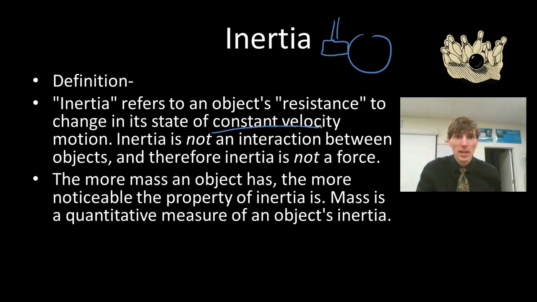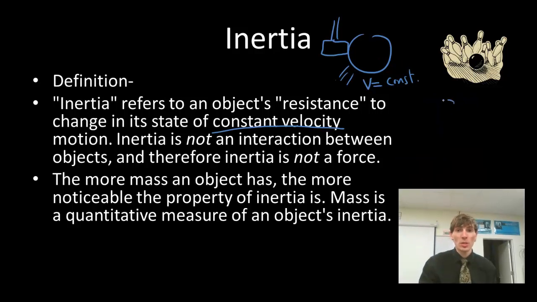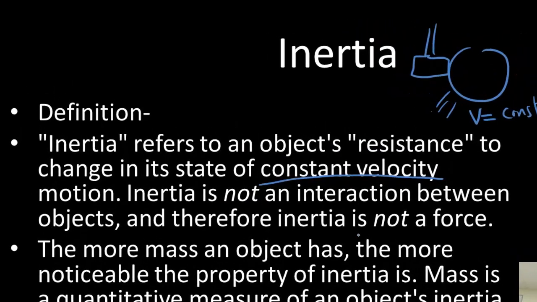Okay, so when I say constant velocity motion, I'm saying it's moving at a constant speed, okay, some value here, or so it's moving along and I'm trying to change the state of motion, or it's at rest. Okay, either one of those are constant velocity motion. So from Newton's first law, if it's at rest, it wants to stay at rest. If it's in motion, it wants to stay in motion. And inertia is this property of an object to want to keep doing whatever it was doing. It is not an interaction between objects, therefore it's not a force.